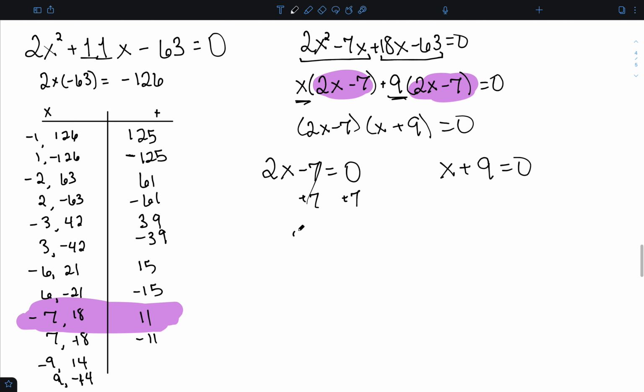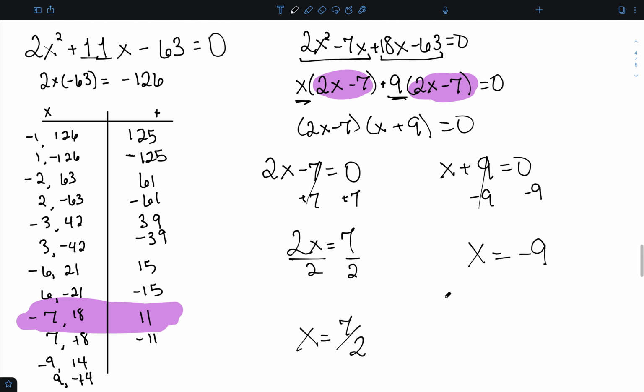I can add 7 to both sides to get 2x equal to 7, divide both sides by 2 to get x is equal to 7 over 2. On my second equation, I can subtract 9 from both sides and get x is equal to negative 9. So my two solutions, x equal to 7 over 2 and x equal to negative 9.